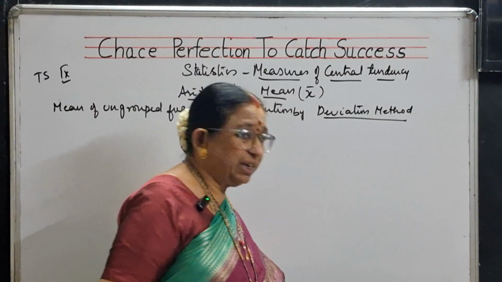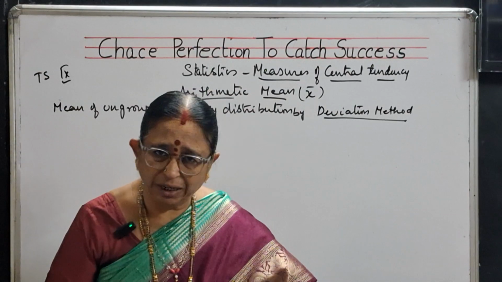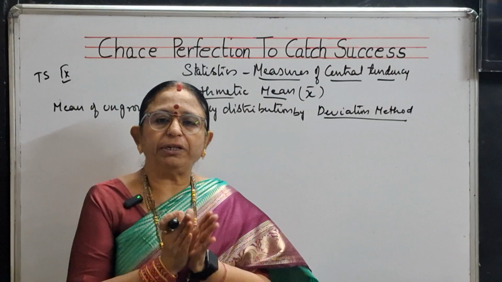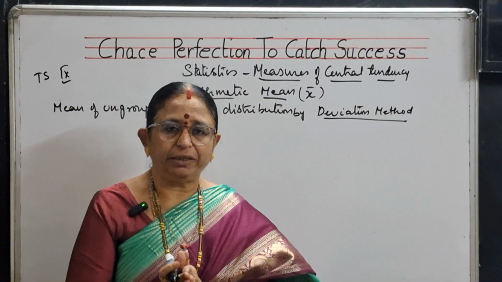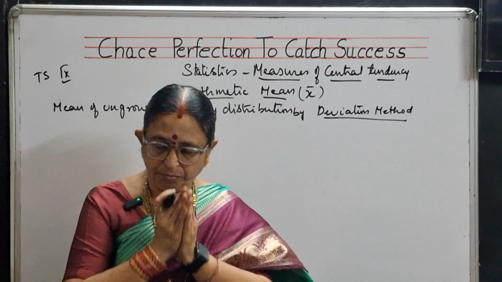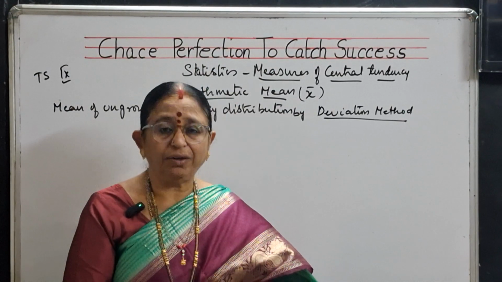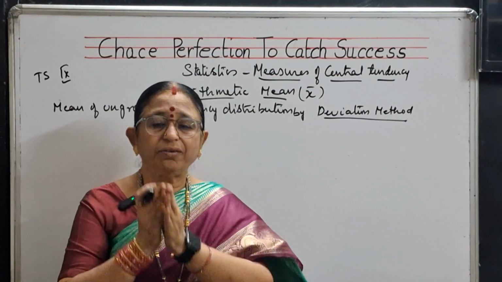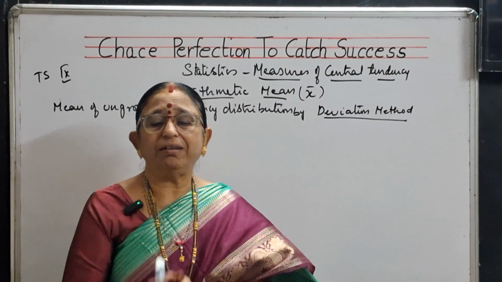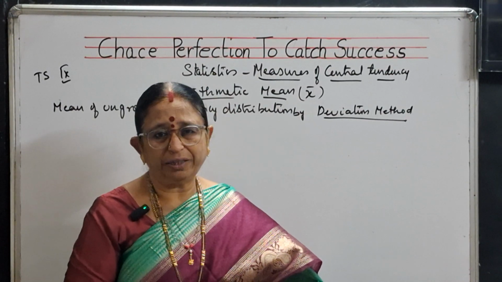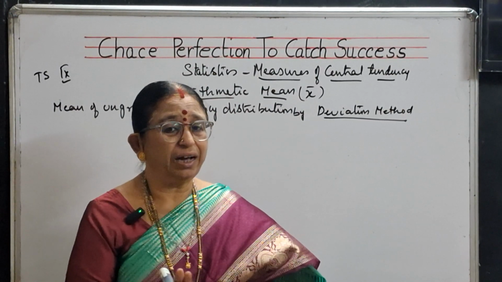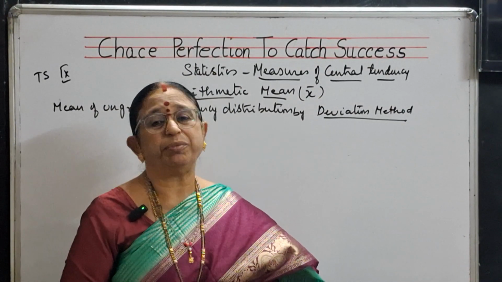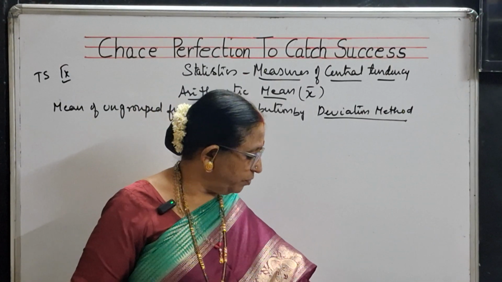Deviation method. Whatever we have done till now, by taking ungrouped data, how to find out mean, that method is called direct method or simple method, where you are taking xi values, you are taking fi values, fi into xi, sigma fi xi, sigma fi, and mean is equal to sigma fi xi by sigma fi. This you have done. This is a direct method. In case the values are very high, you have got another simplest method, that is called deviation method.